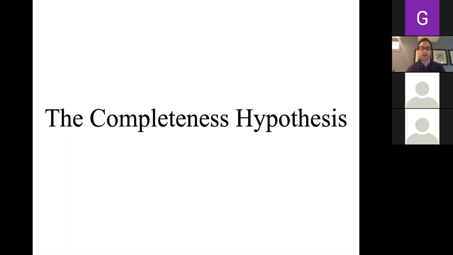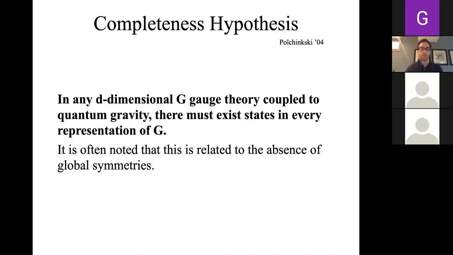Now let's talk about another standard lore, which is the completeness hypothesis. Again, this is another example of a swampland conjecture that predates the term swampland. It goes back to Polchinski in 2004. The statement of the completeness hypothesis is that whenever you have some gauge theory, some G gauge theory in D dimensions, coupled to quantum gravity, then you must have states in every representation of the gauge group G. So this is what's known as the completeness hypothesis.